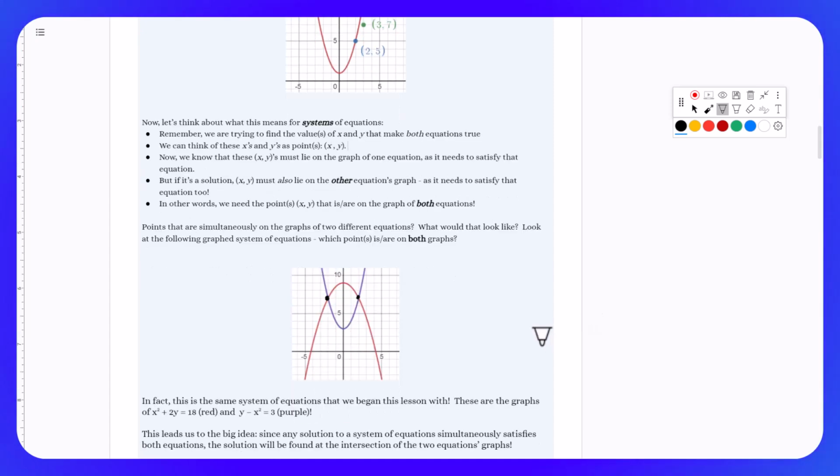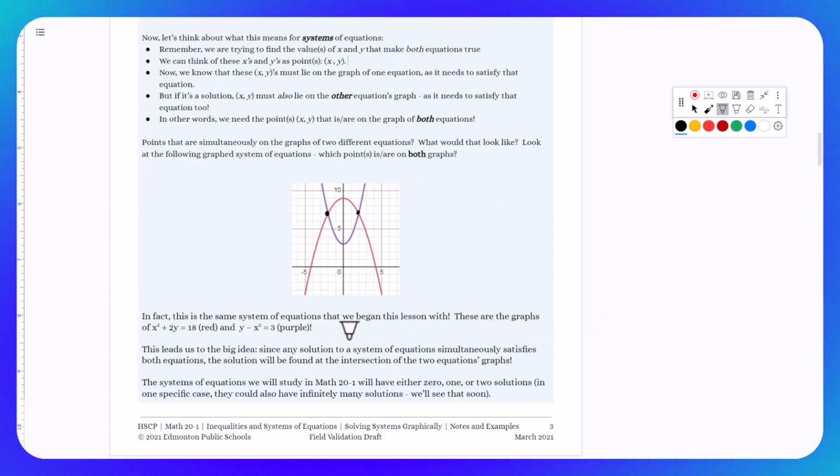In fact, this is the same system of equations that we began this lesson with. These are the graphs of x squared plus 2y equals 18, which is the red, and y minus x squared equals 3, which is the purple. And remember, in those ones, we said that the points were negative 2 and 7, which is right here, and the other one was 2 and 7, which is right here. And these were the points that actually satisfied the system of equations at the same time.